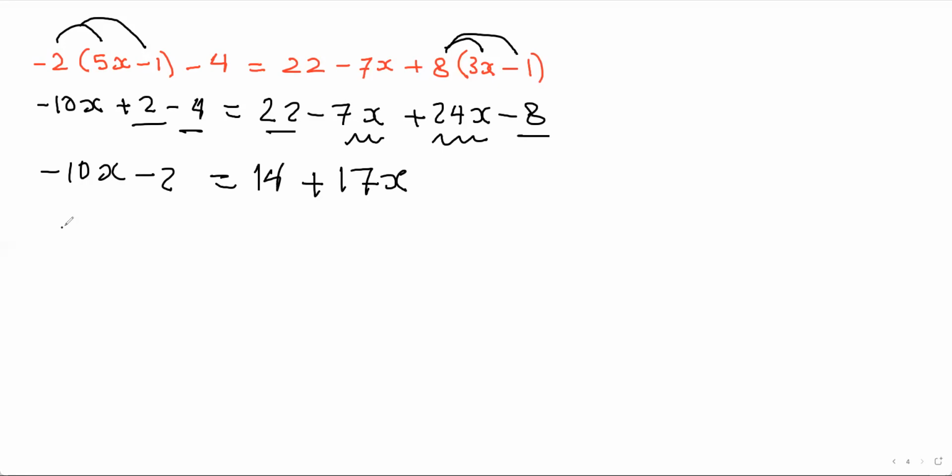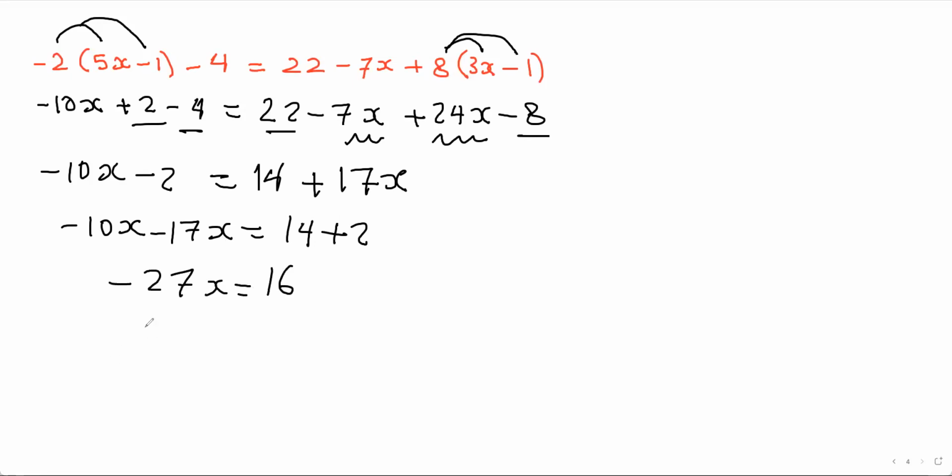Now we need to bring the x's to one side. So negative 10x minus 17x equals 14 plus 2. Remember, I'm moving the 17x to this side, change the sign, it became negative. Moving the negative 2 to this side, it becomes positive. So negative 27x equals 16. And now I divide both sides by negative 27, and therefore x equals negative 16 over 27. Always don't keep that negative sign on the bottom. Either move it right in the front or put it on the numerator instead.